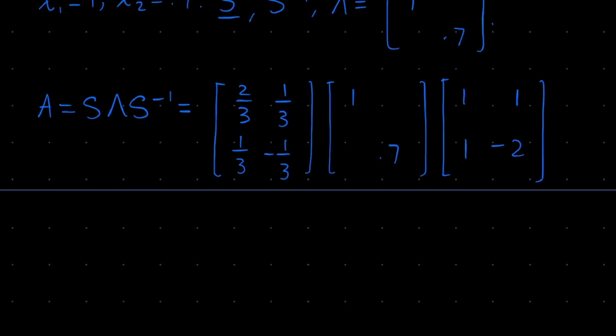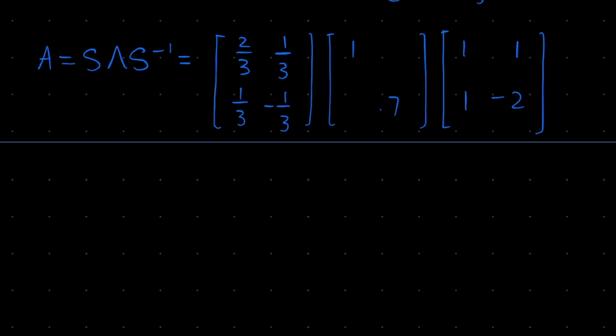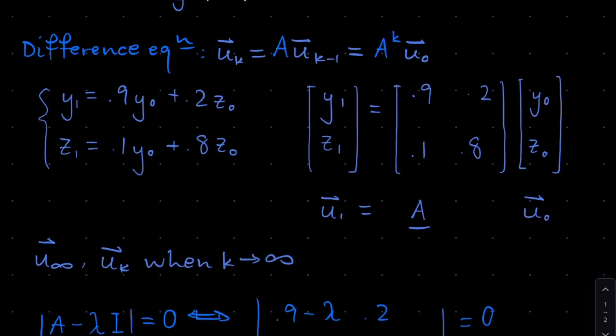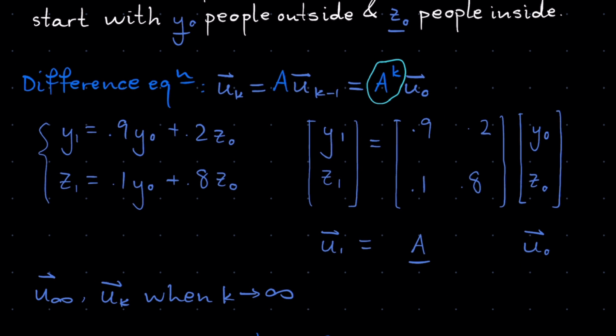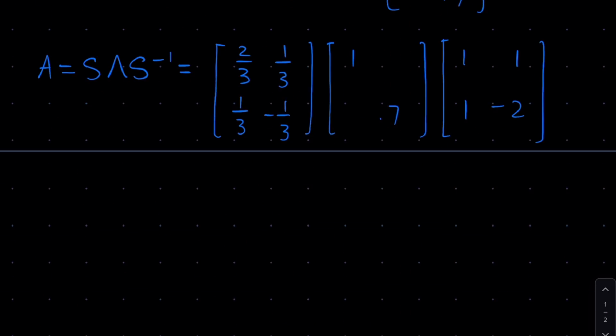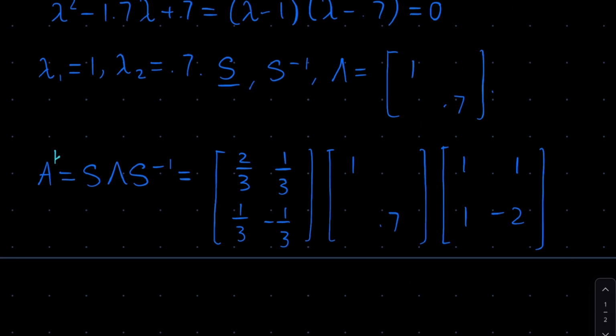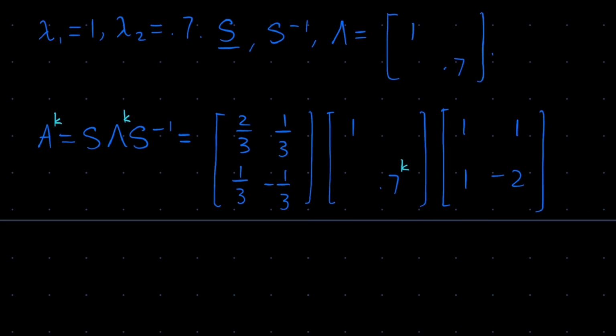Fantastic. This looks pretty auspicious, but what we need from our difference equation is A to the k. But that's okay, because we know that when we raise A to the kth power, we are raising lambda to the kth power, which raises all the diagonal terms to the kth power. Now, 1 to the k is always 1, so we can directly omit k as the exponent.